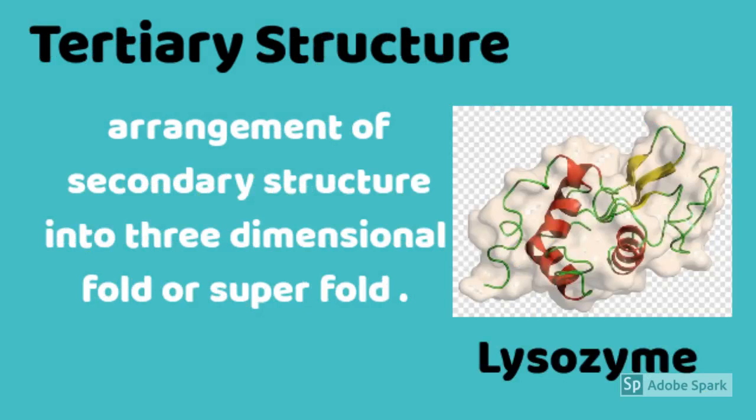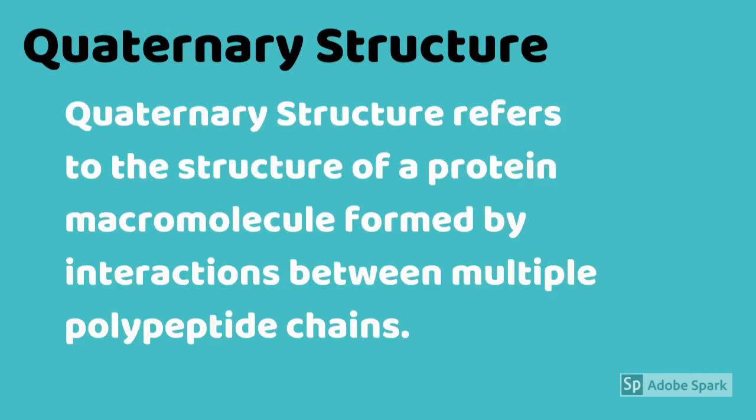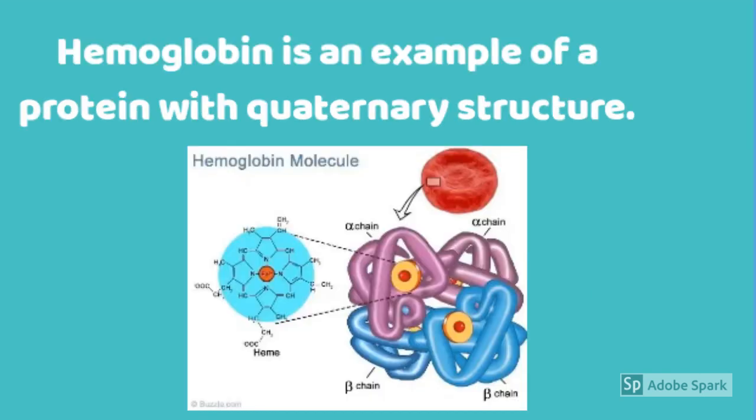Tertiary structure is the arrangement of secondary structure into a 3-dimensional fold or superfold. Its example is lysozyme. Quaternary structure. Quaternary structure refers to the structure of a protein macromolecule formed by interactions between multiple polypeptide chains. Hemoglobin is an example of a protein with quaternary structure.